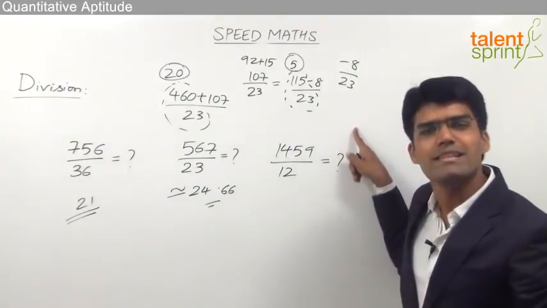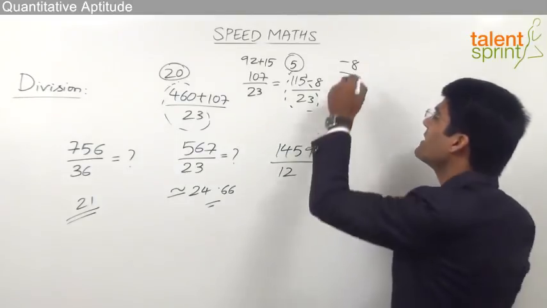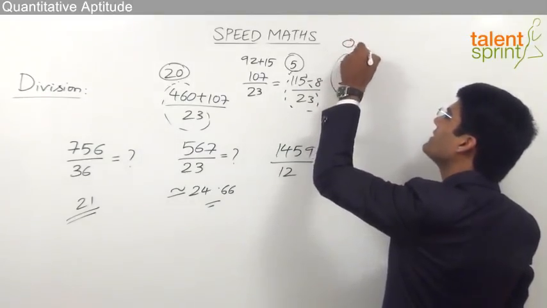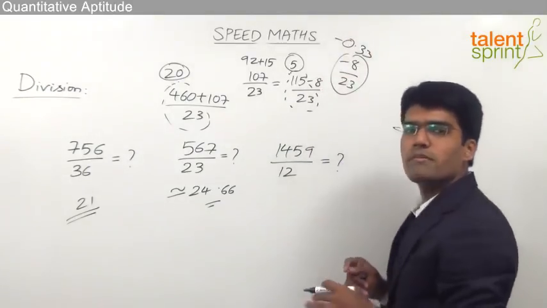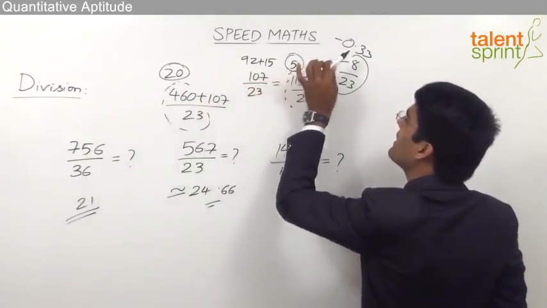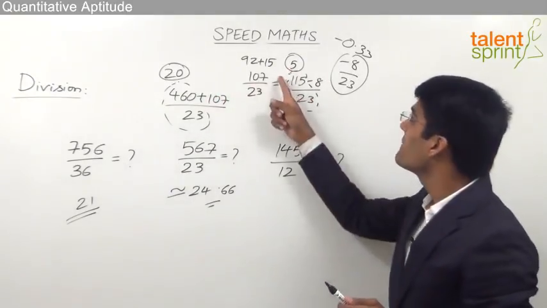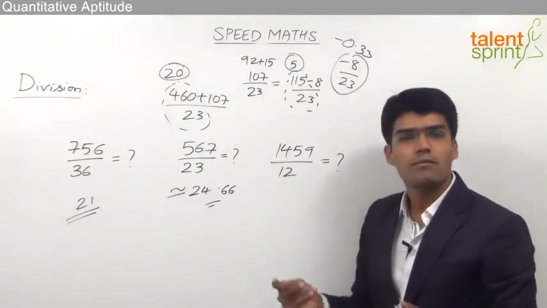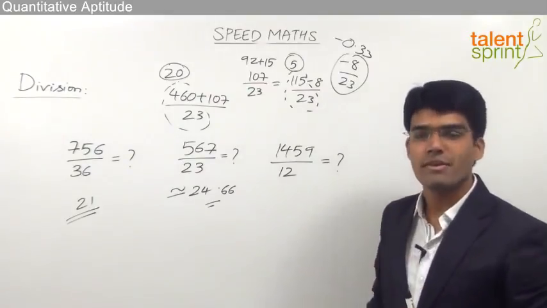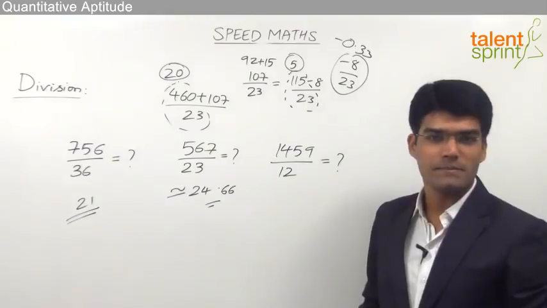We know that 1 by 3 is 0.33. So minus 1 by 3 will be minus 0.33. So the result here is minus 0.33 and so on up to infinity. So you can see here that the numbers are 20, 5 and minus 0.33. So 20 plus 5 is 25. 25 minus 0.33 will give us 24.66. So that's the approximate answer for the given question. That is 567 by 23.